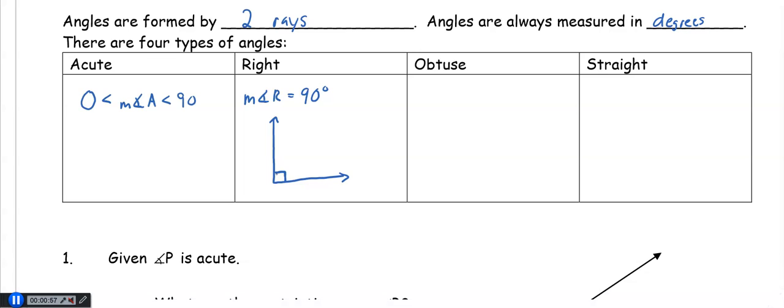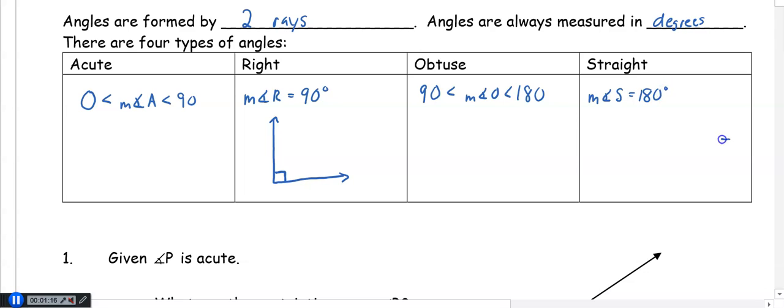An obtuse angle then is like an acute angle. It falls within a range. So an obtuse angle is our bigger angle that's going to fall between 90 degrees and 180 degrees. And then our last angle is a straight angle, and a straight angle is going to have a measure of 180 degrees. So anytime you see a straight line, that is essentially a straight angle that has a measure of 180 degrees.